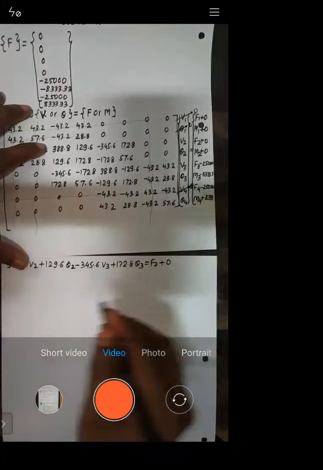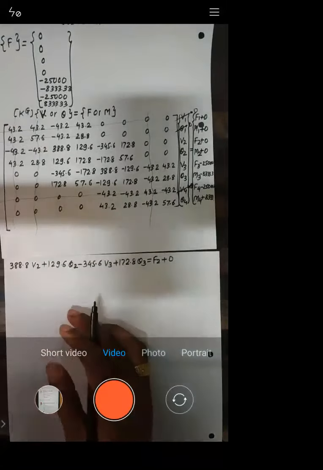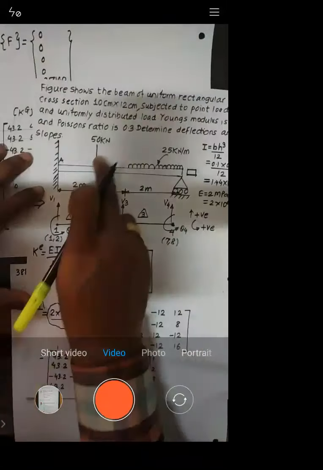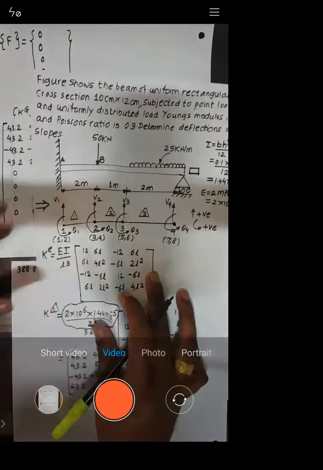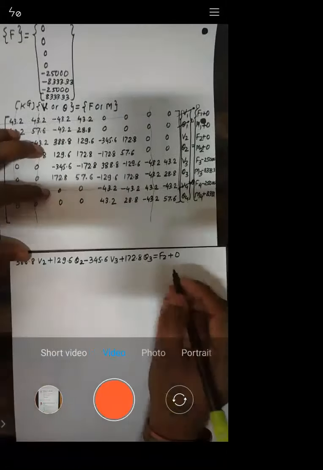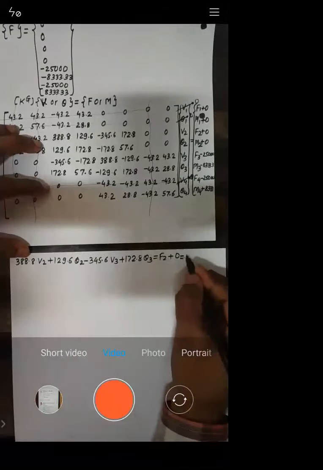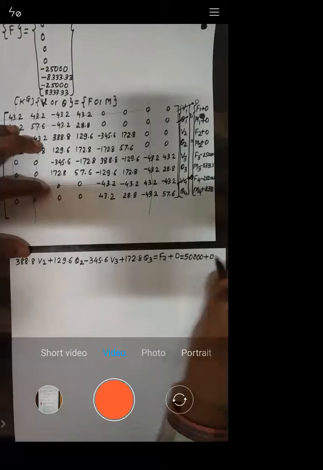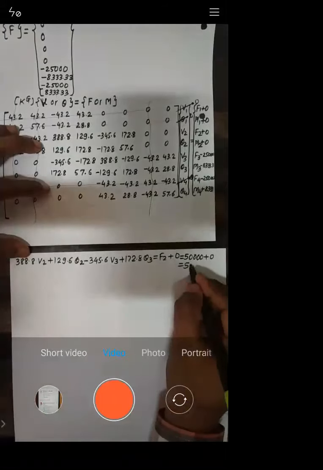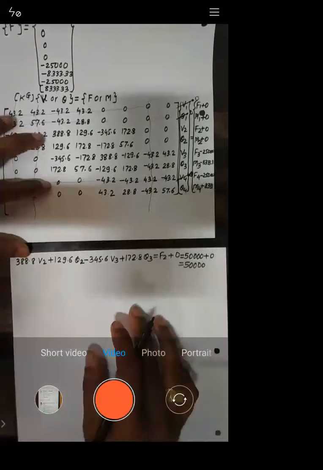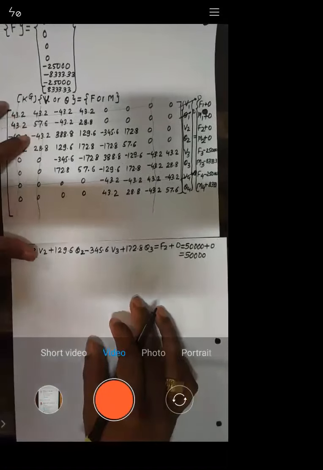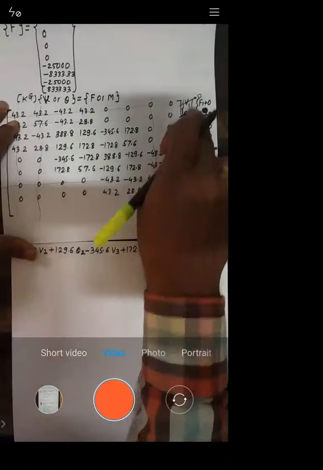Okay. But what is the force applied at node 2? It's 50 kilonewton, right? That is 50,000. So we can check here the value of F2 as 50,000. So that is equal to 50,000 plus 0. That is equal to 50,000, right? So this is one equation you will get by the third row and this column.